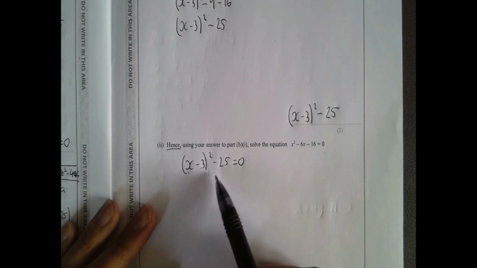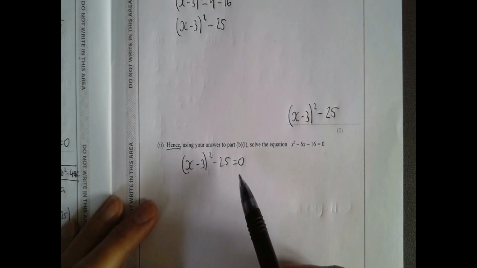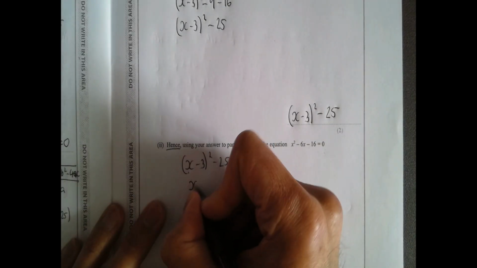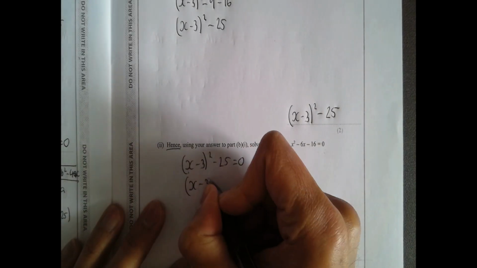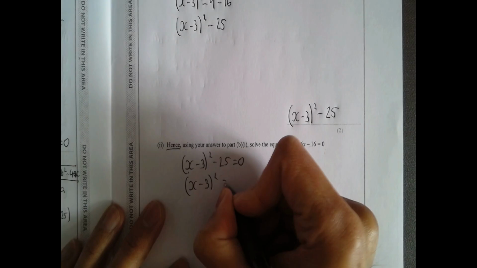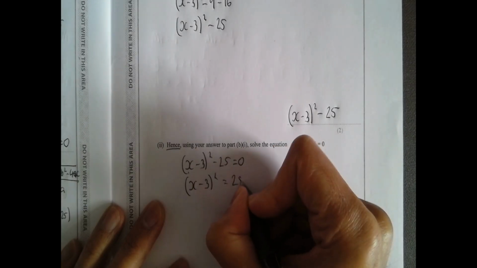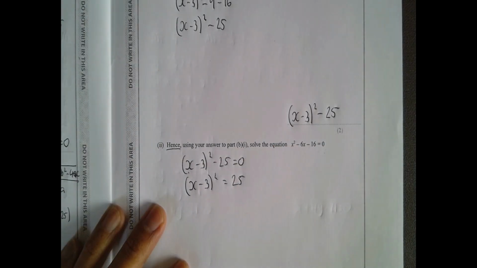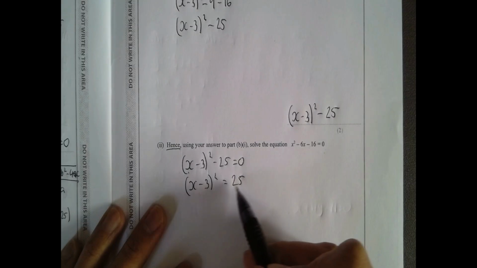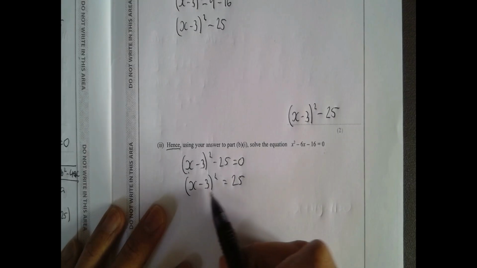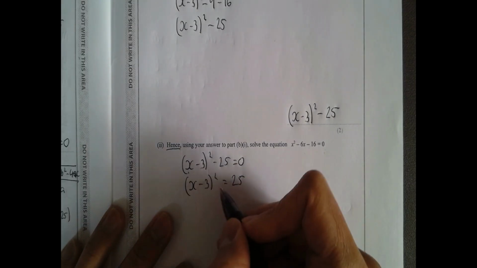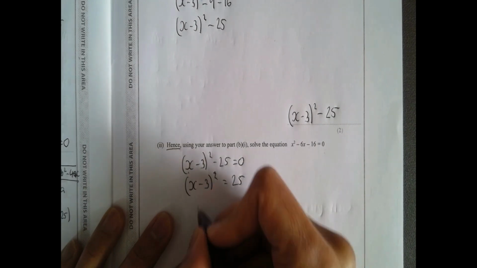Okay, so the first thing I want to do is add 25 to both sides. So I've got (x − 3)² = 25. I just added 25 to both sides. The next part, I'm going to square root both sides. Because that's been squared, I'm going to square root.